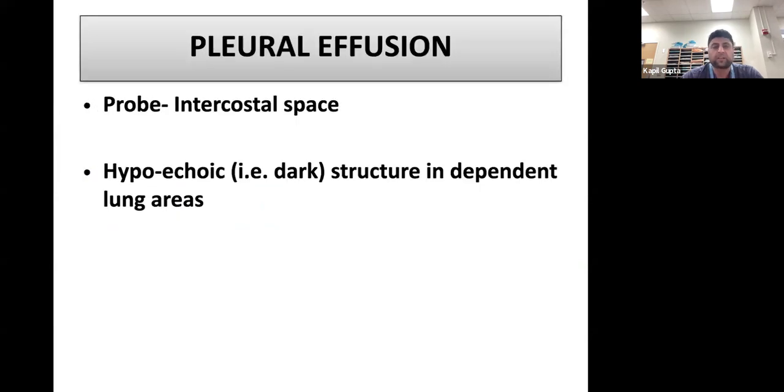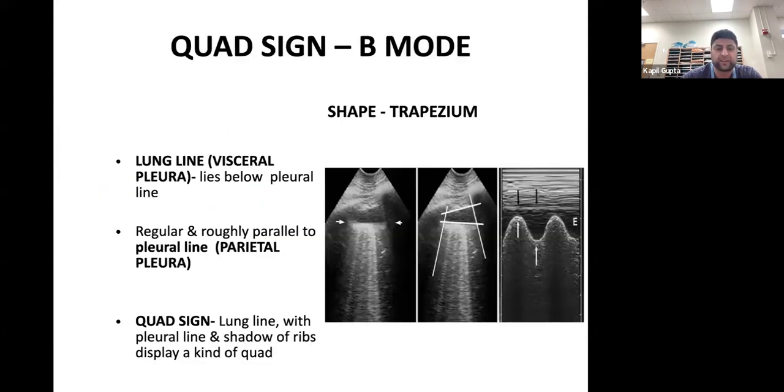Coming down to pleural effusion, the probe is placed in intercostal space. You will see the dark structure in the dependent lung areas. So it's also known as quad sign on the B mode, or it will be the shape of a trapezium, basically, as we can see in the picture. We all know pleura is basically the two pleura. One is the visceral pleura, which is just abutting the lung, and the second one is the parietal pleura.